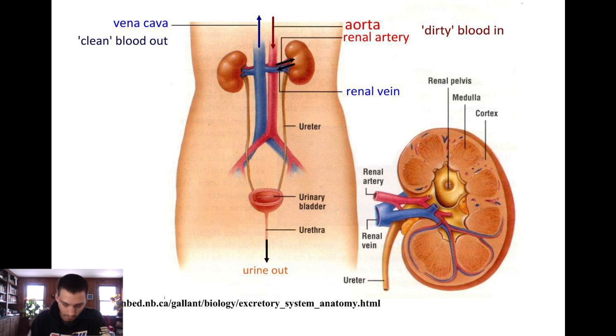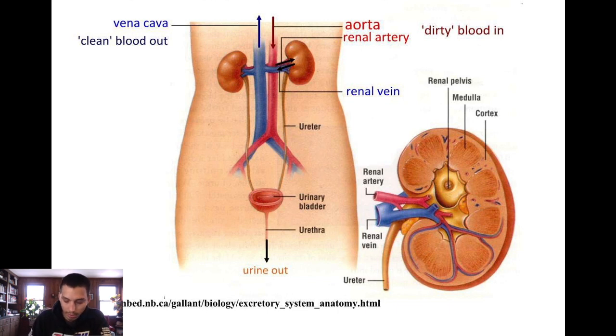We can see down here that the renal artery comes in and kind of splits. We have these little lobes. The little lobes come back together into the renal vein, and it will take the clean blood out. We also have the ureter here, which is what's going to take the urine away from the kidney. Everything that was filtered out of the blood gets taken through the ureter and gets stored in the bladder until it's ready to be excreted.